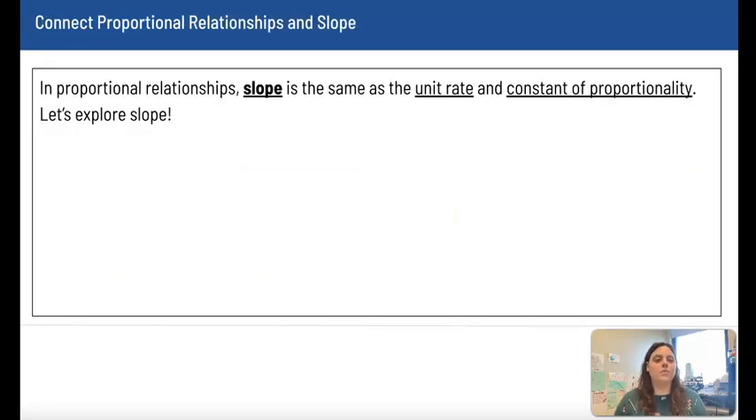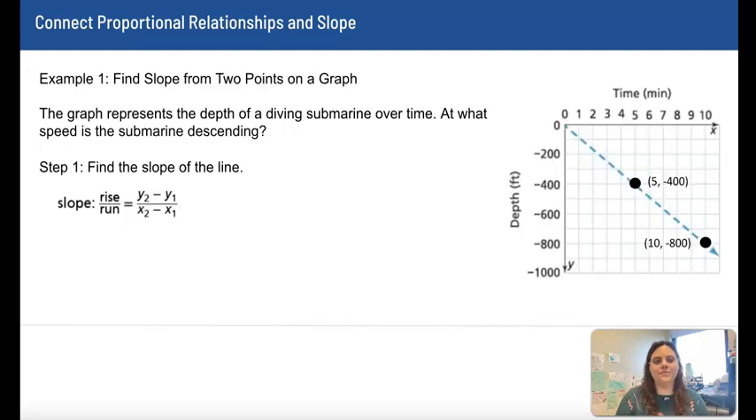So let's start off with, in proportional relationships, slope is the same as unit rate or constant of proportionality that we learned about in lesson 1. So let's continue to explore slope. In example 1, we're going to find slope using 2 points on a graph. The graph here represents the depth of a diving submarine over time. At what speed is it going down or descending?